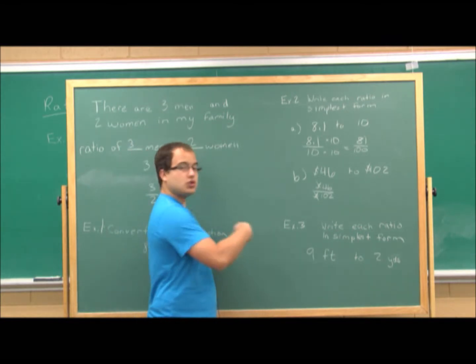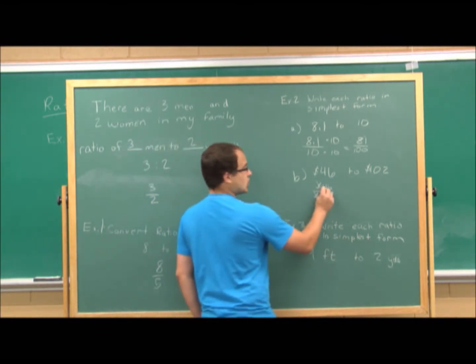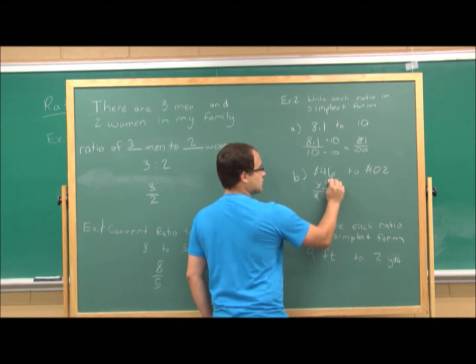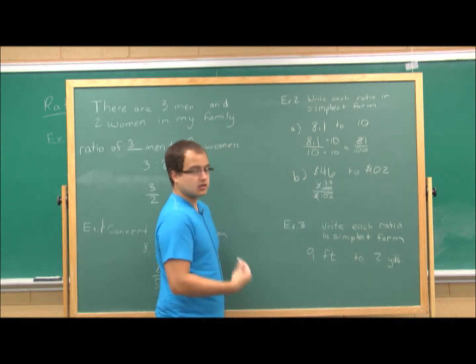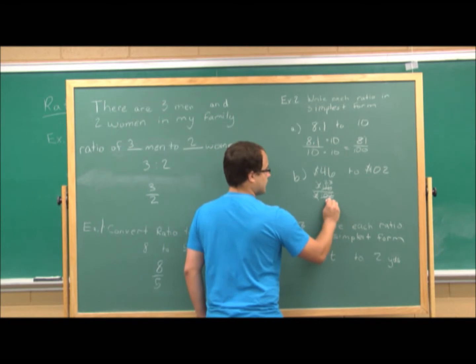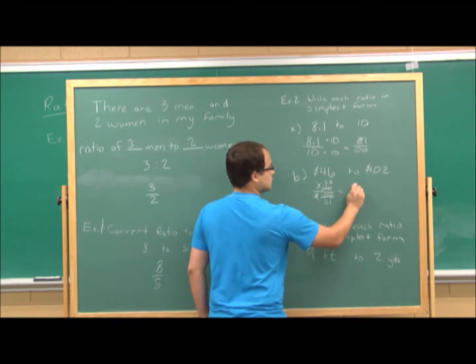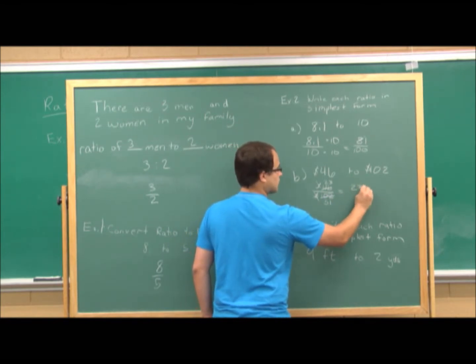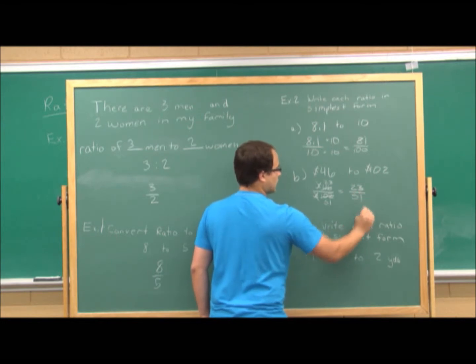I know 2 goes into both of them. 2 goes into 46 23 times, and 2 goes into 102 51 times. So the simplified ratio is 23 to 51.